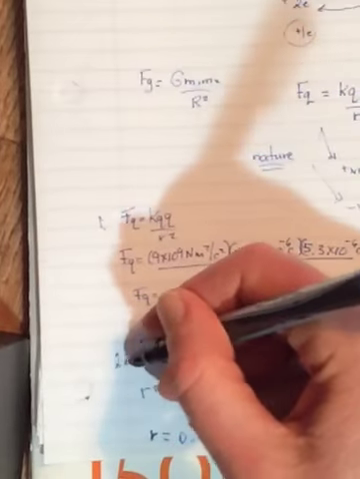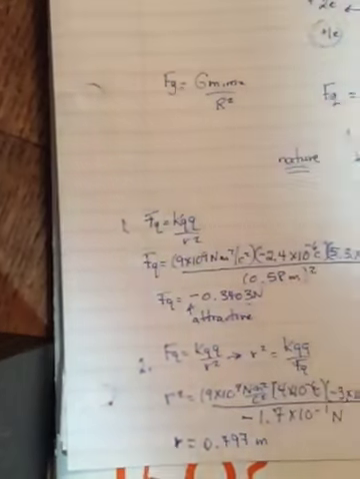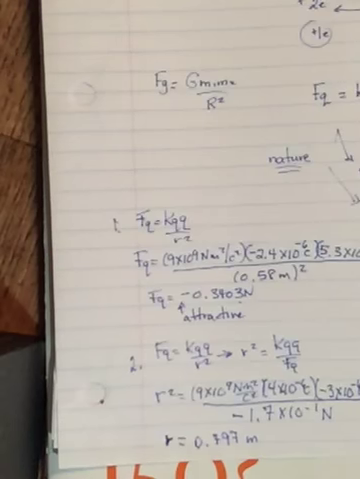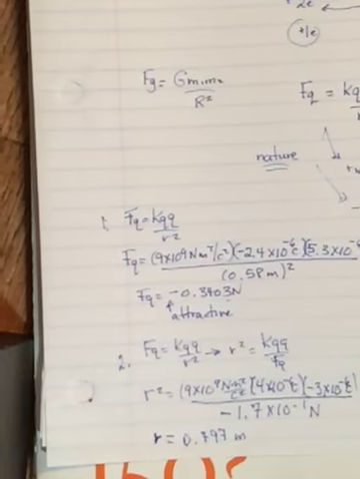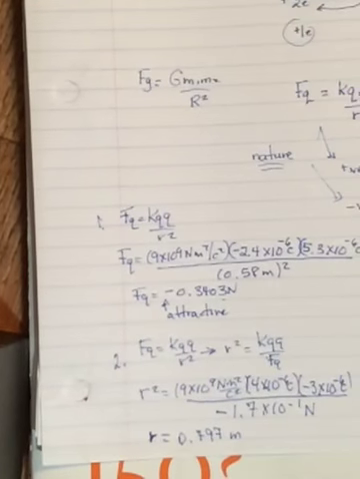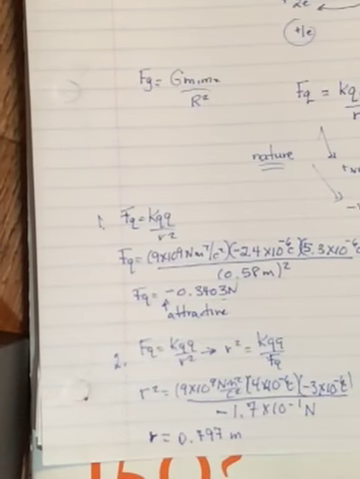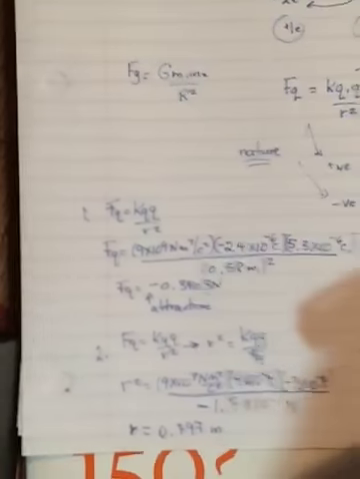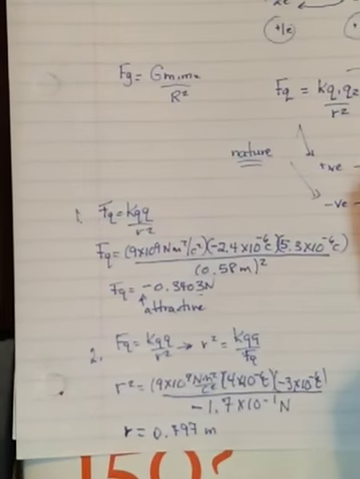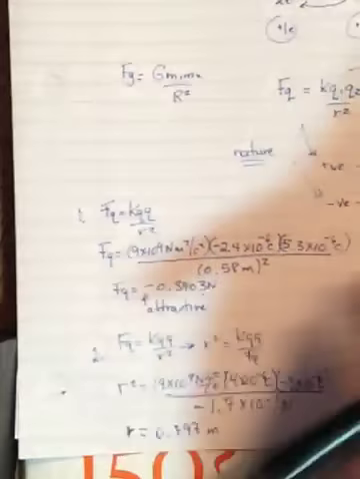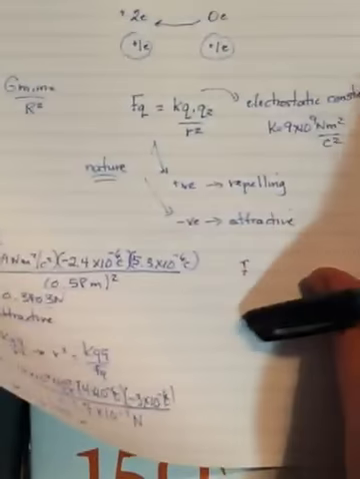No big deals. There's 1, there's 2. Number 3, 2 identical charged objects exert a force on each other of 20.2 times 10 to the negative 2 newtons when they are placed 34 centimeters apart. What is the magnitude of the charge this time? So this time you're looking for the Q.